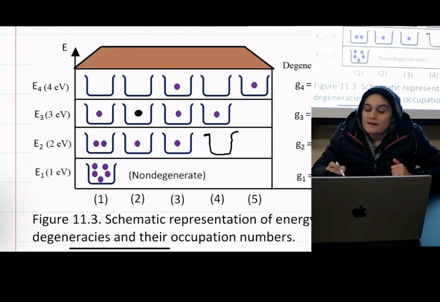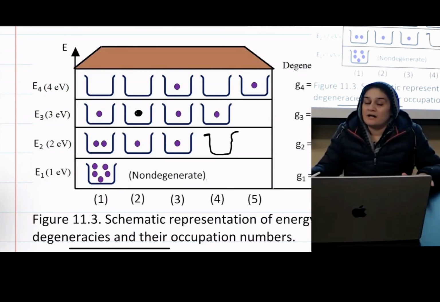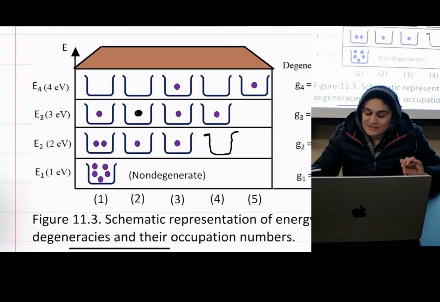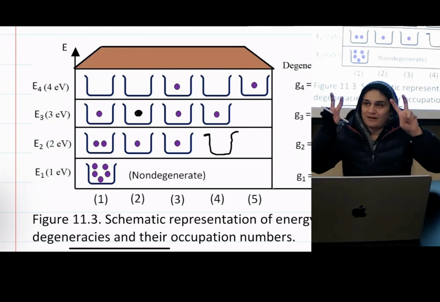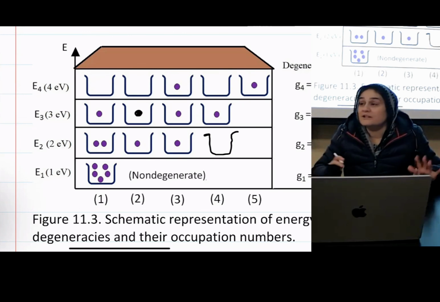Okay. Now, what about the energy? How would you find the energy? You would take the energy of the level times the occupation number. So what's the total energy of level 3 right now? Level 3 has how many occupants? 4. And then what's the energy? 3. So what's the total energy? 12. That's literally all you have to do.